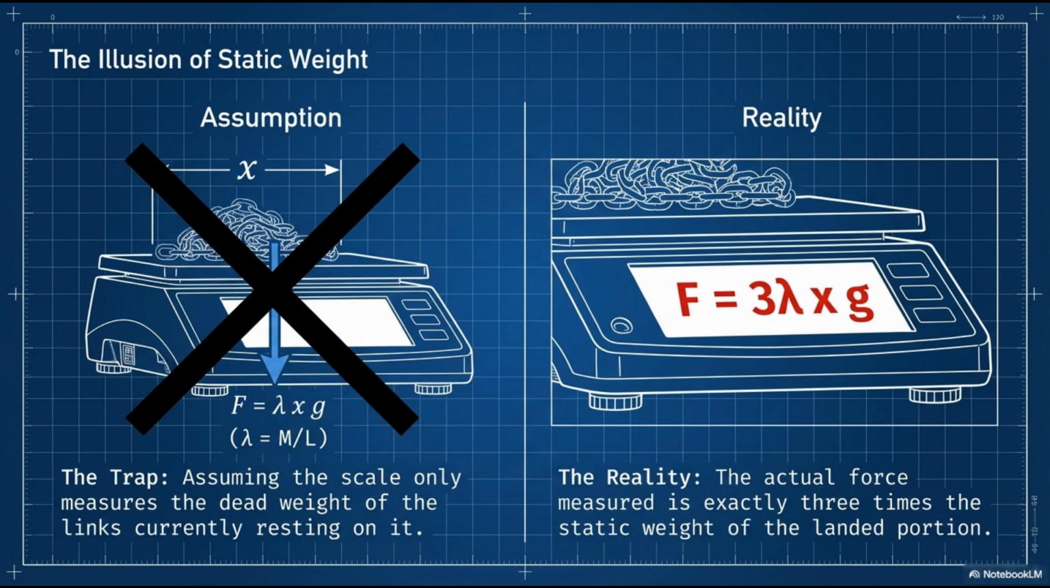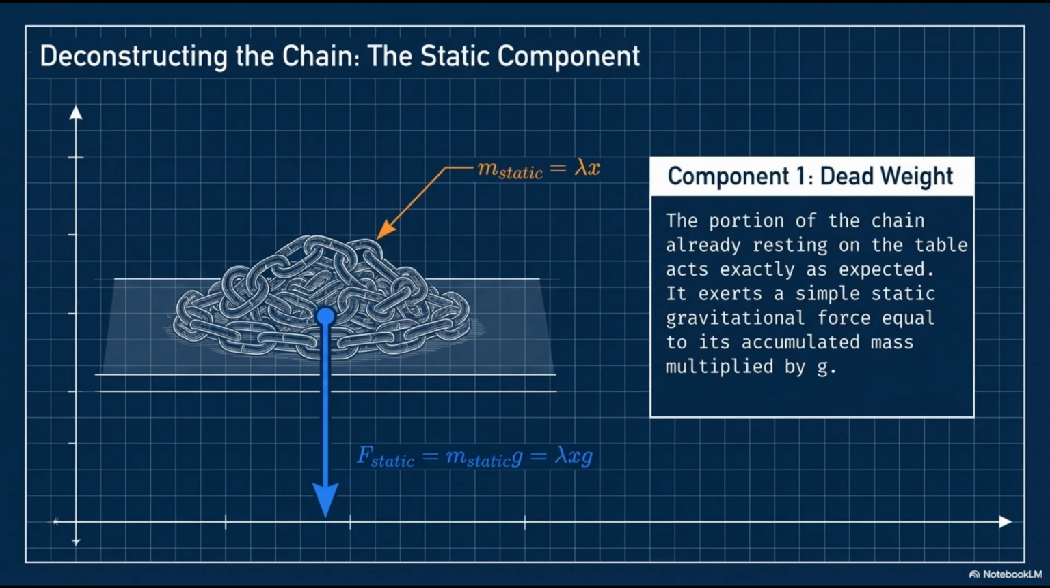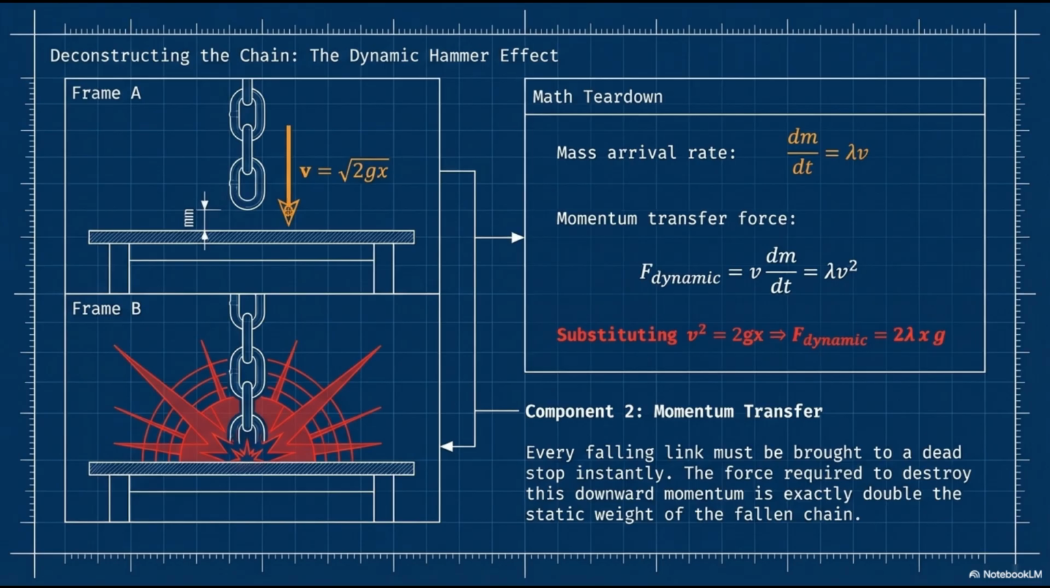To solve this, we must deconstruct the force into two components. First, consider component 1, dead weight. The portion of the chain already resting on the table exerts a simple static gravitational force, F static equals lambda xg. Next, we reveal component 2, momentum transfer, also known as the dynamic hammer effect.